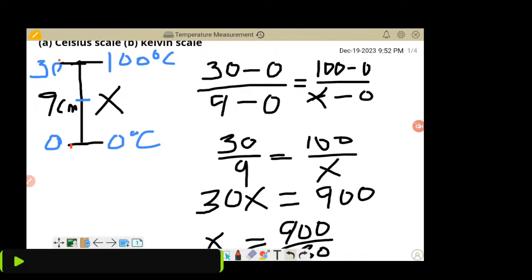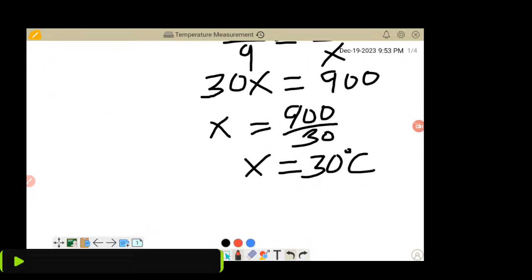That is, the measurement at the upper fixed point minus the measurement at the lower fixed point, over the measurement at the given point minus the lower fixed point measurement. We equated that to the upper fixed point temperature minus the lower fixed point temperature, over the unknown temperature minus the lower fixed point temperature, and we were able to find the value of the unknown mathematically, and that gives us 30 degrees Celsius.